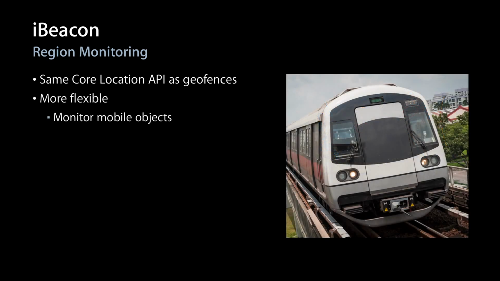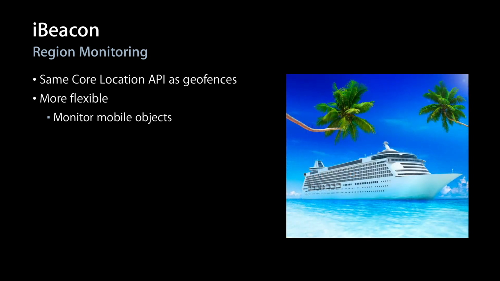But iBeacons are much more flexible because they're not tied to a specific place on the planet, right? They're typically battery operated, so you can attach them to things that move around. And that really enables some very interesting location awareness in apps, right? You could put them on a subway, on a train, or a bus, and now an app can detect when it's near a bus or a train has pulled into the station. You could put them on a cruise ship, moving around the planet all the time.